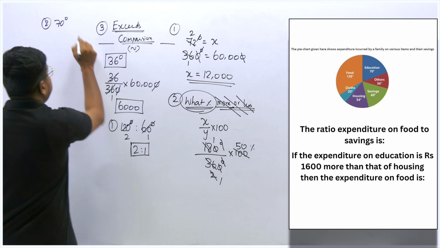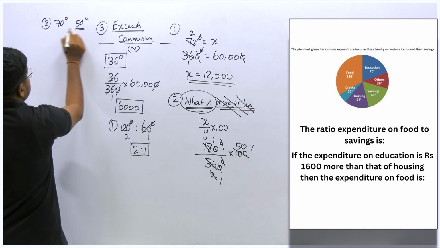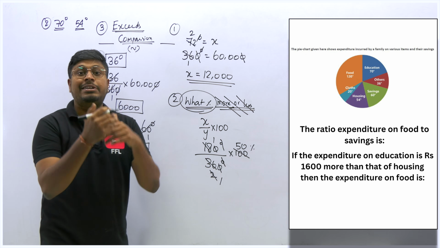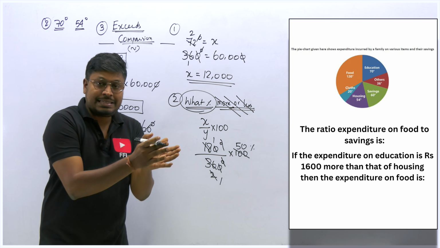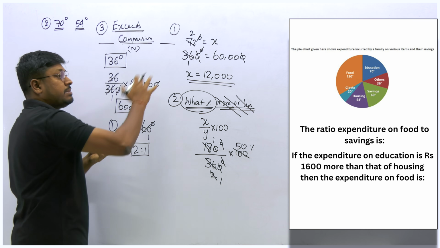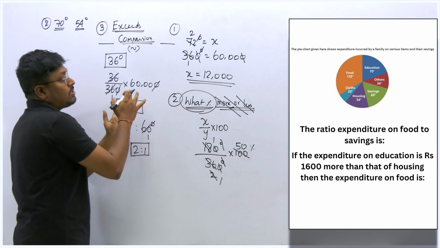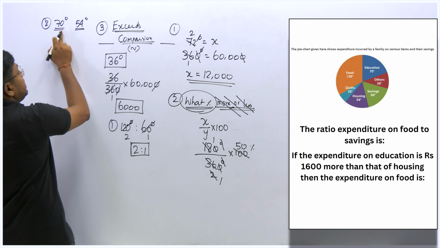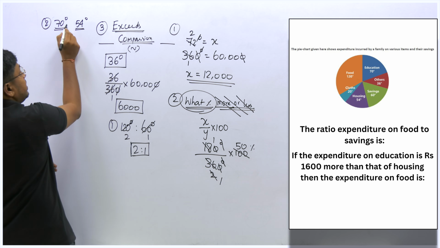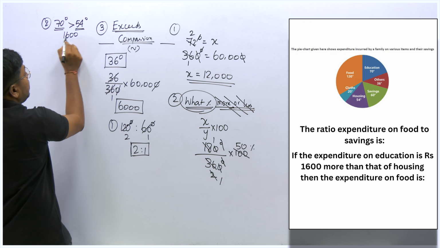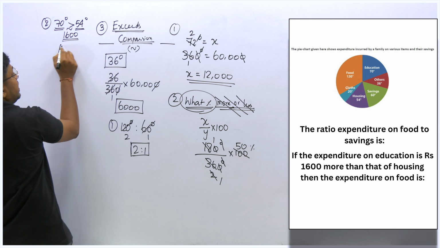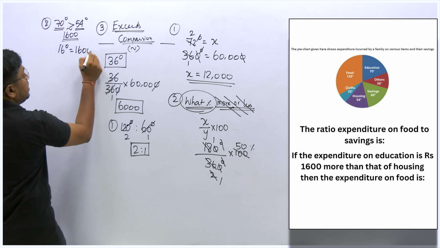Housing is 54 degree. So now just listen to the words carefully. If the expenditure on education is 1600 more. Exceeds, comparison, this much more always comes under the difference concept. So the person who spends on education spends 1600 more than the housing. So that means the difference amount is 1600. What is the difference here? 16 degree. So 16 degree is 1600.